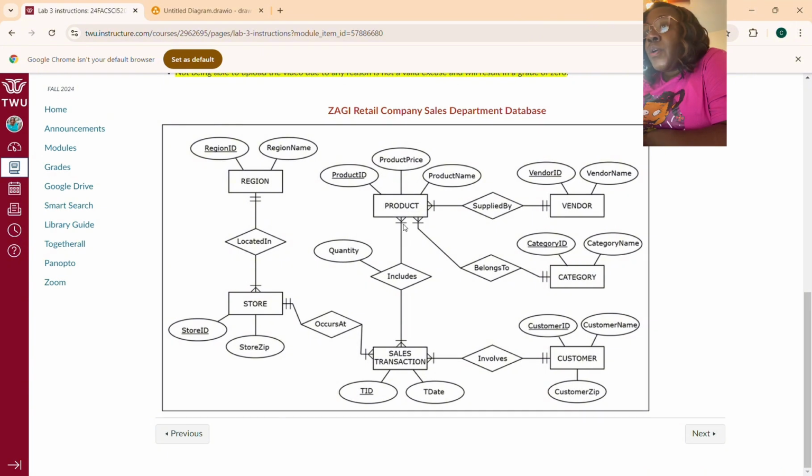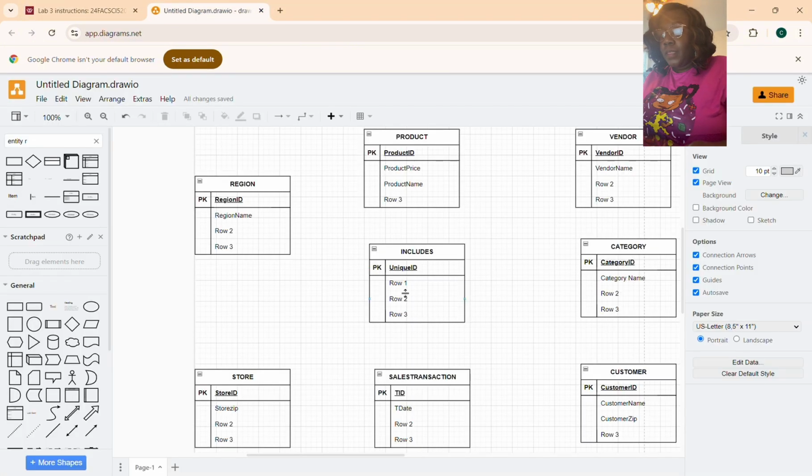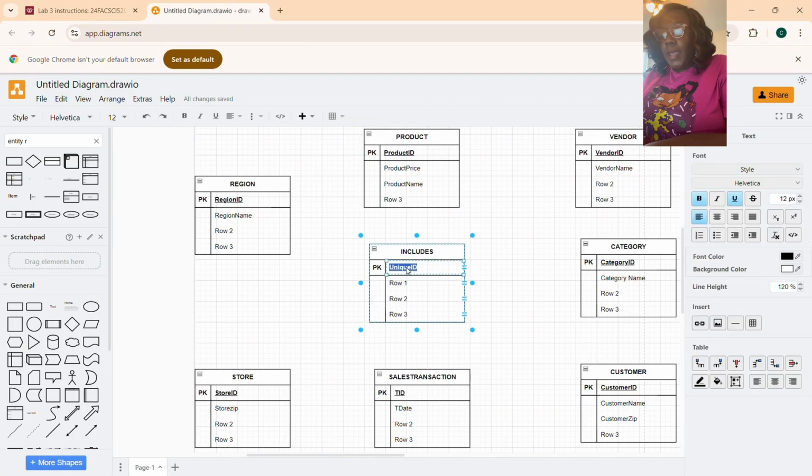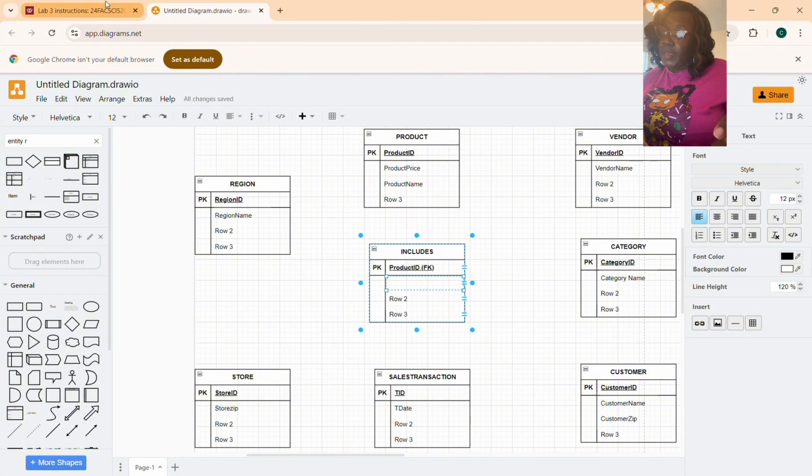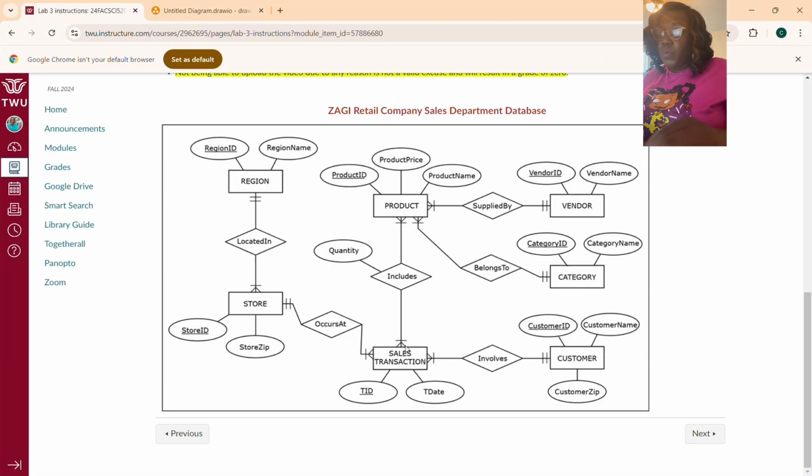So what we do here, we are going to add product, which is the primary key. We are going to add product ID in there. But it's a foreign key, right? Because it's a foreign key, we have to add FK behind it. And then we come down and look at sales transaction, which is also by the M symbol. The primary key for the sales transaction is TID, so here we will input TID in there.